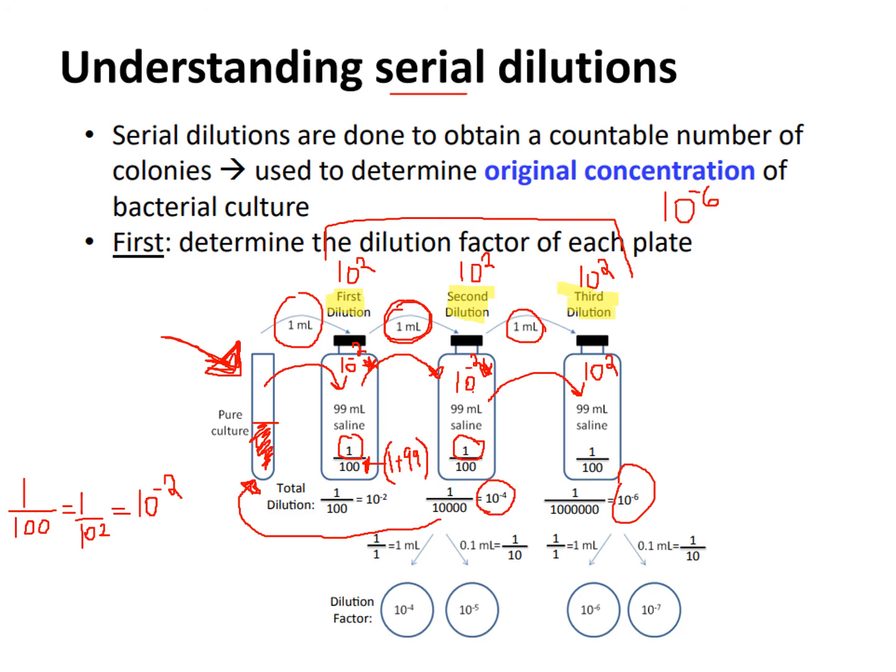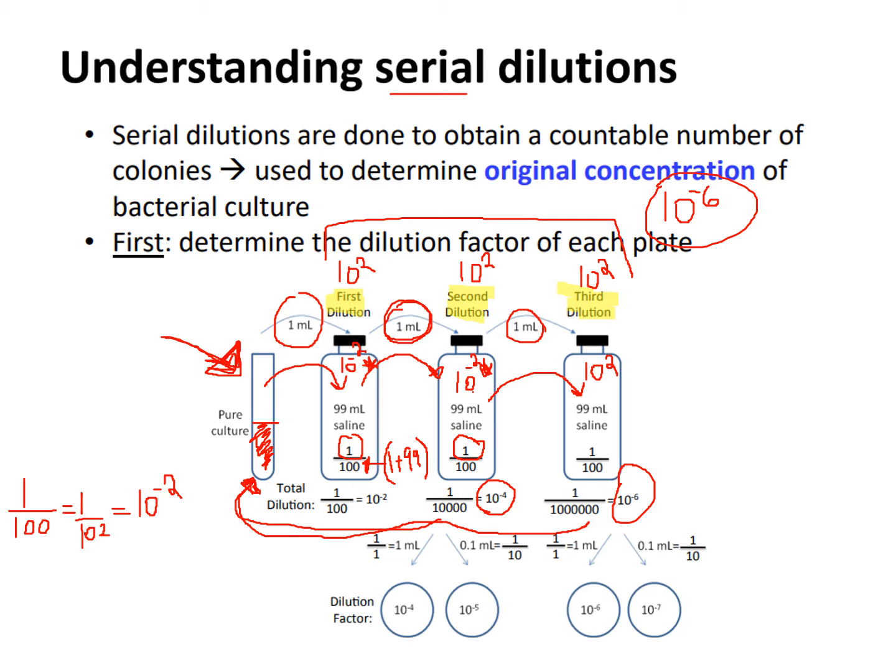As I said, it doesn't really matter. So 10 to the negative 6, you guys, is you're thinking of all the way back to the original sample. If I go all the way back to my original sample, how many times did I dilute it? Well, 3 times, and each time I diluted it 10 to the negative 2. So my total dilution is 10 to the negative 6. Makes sense?